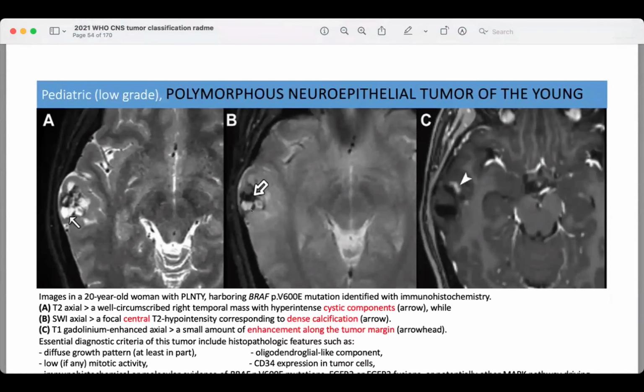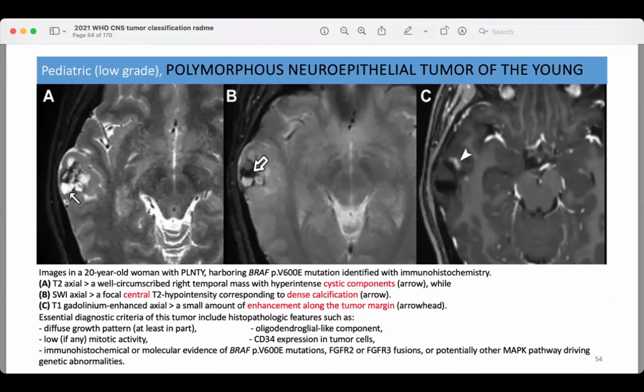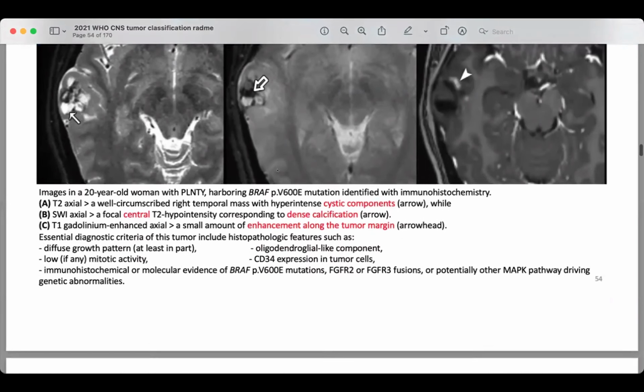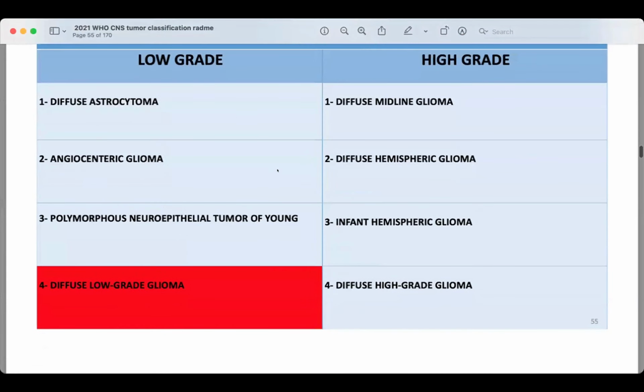And see, it is peripheral here, it has a cystic component and calcification, and the enhancement is only limited to the periphery, and it looks very much like the oligodendroglioma. The last one of the low-grade pediatric gliomas is the diffuse glioma.